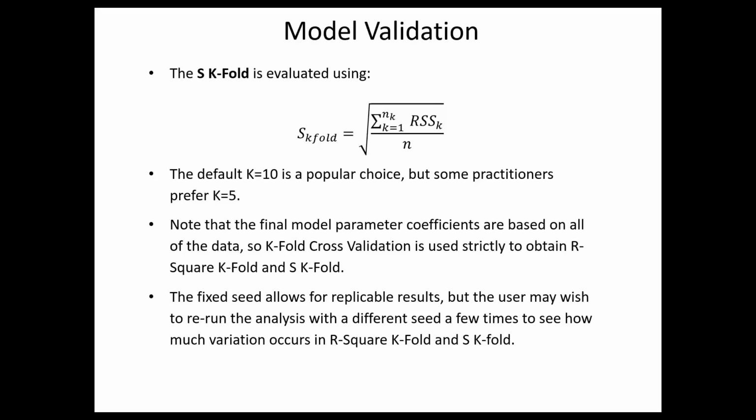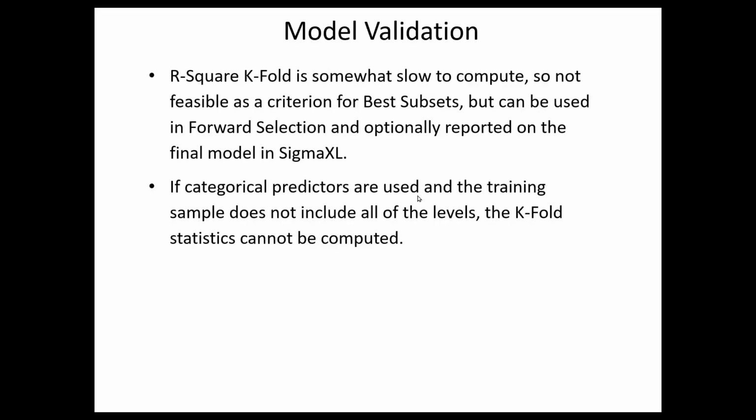So R-square predicted doesn't have any randomization. It basically removes each data point. R-square k-fold has a random component, so depending on the seed value there will be variation in that R-square statistic. It's also slow to compute, so it is not available as a metric in best subsets. We won't really talk about best subsets until the next webinar, but it is available in forward selection. And if you check it, the final model will show R-square k-fold.